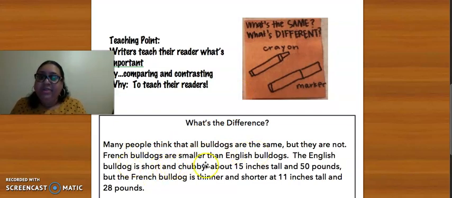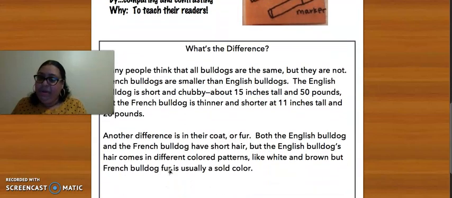French bulldogs are smaller than English bulldogs. The English bulldog is short and chubby, about 15 inches tall and 50 pounds. But the French bulldog is thinner and shorter at 11 inches tall and 28 pounds. Did you see how I was able to compare and contrast information about their size? I showed how tall and how heavy the English bulldog is, and I compared it to how tall and how heavy the French bulldog is. So my reader is learning more about the two kinds of bulldogs because I'm teaching them what's the same and different. Let's look at another part.